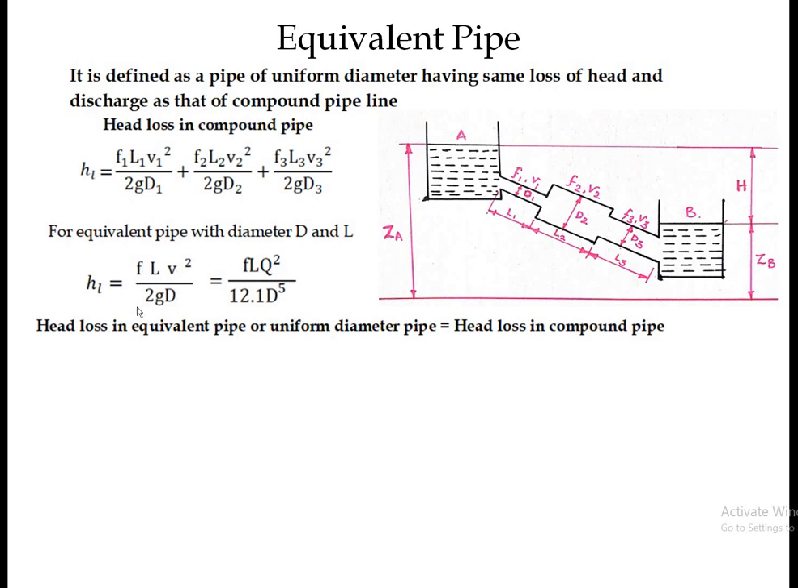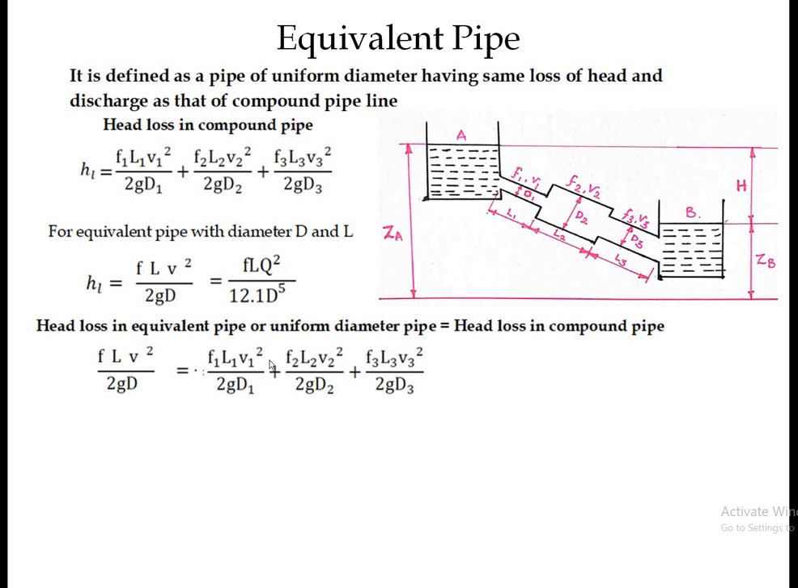So the head loss in the equivalent pipe, as we have already seen, is HL equals f L V square upon 2g D, and the head loss in the compound pipe is f1 L1 V1 square upon 2g D1 and so on. So this is the head loss in the equivalent pipe equals the head loss in the compound pipe.